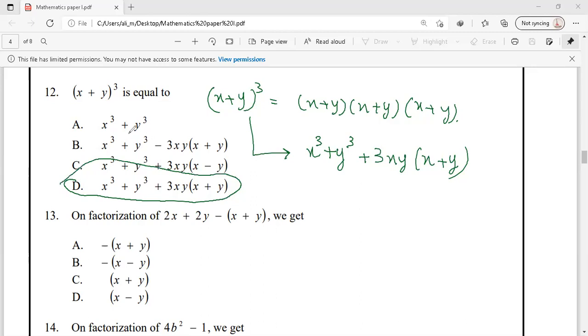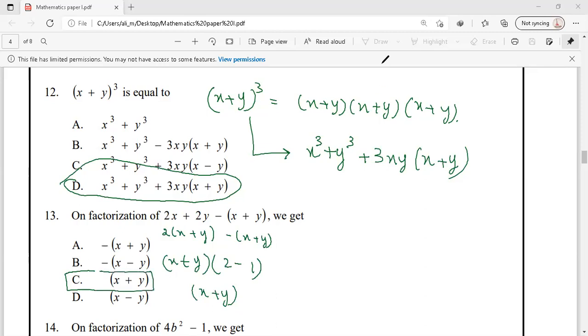Then in question number 13, we have to factorize this given expression. So let's take 2 common. So we will get (x plus y), and the other bracket, let's keep it as it is. Once again, we can take (x plus y) common. By taking (x plus y) common, we will get 2 minus 1, and 2 minus 1 is 1. So the factorized form will be only (x plus y). So the correct answer we have is in option C.